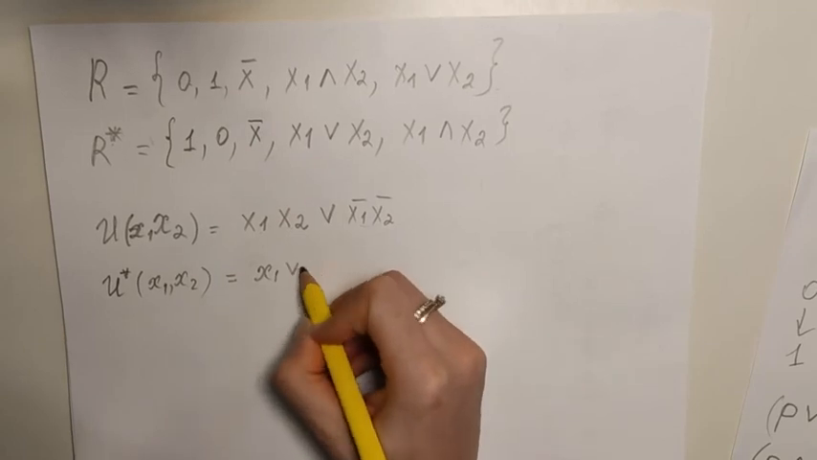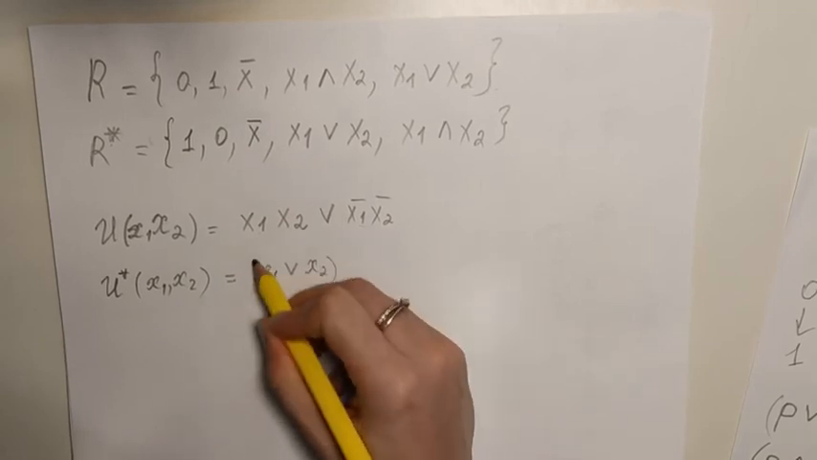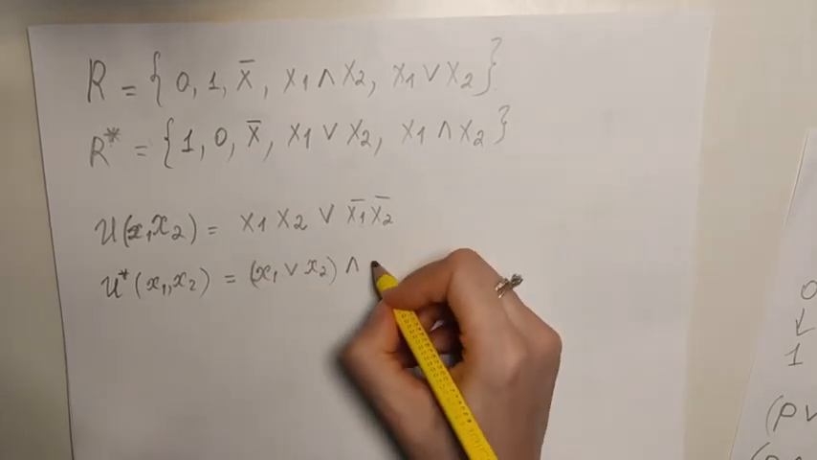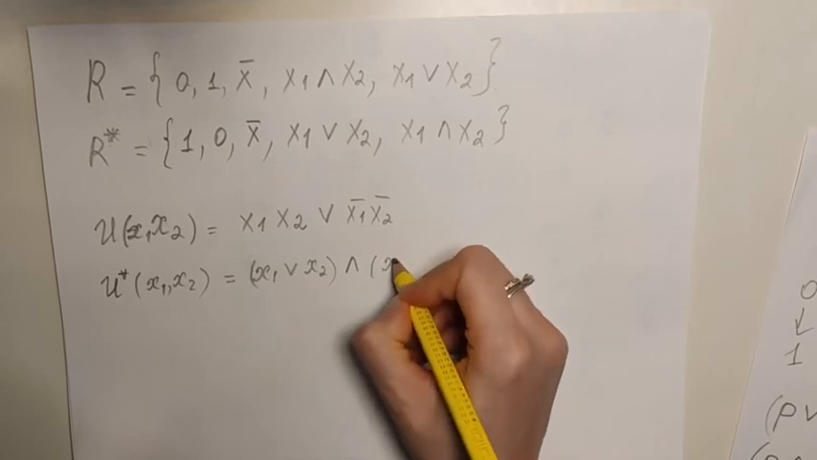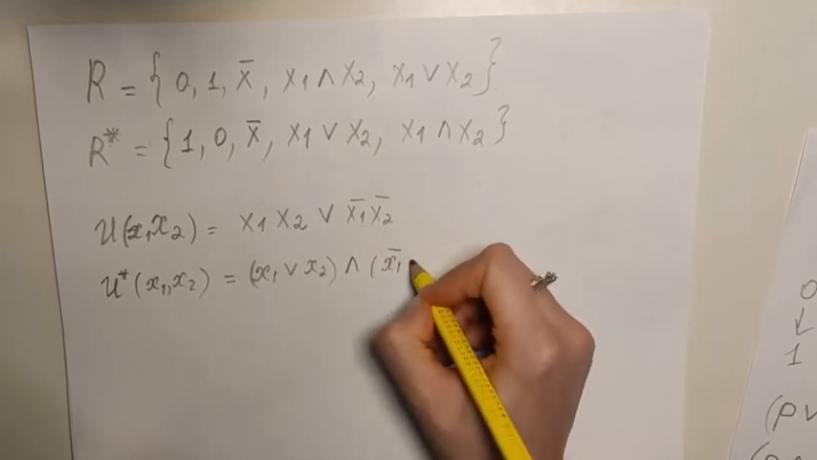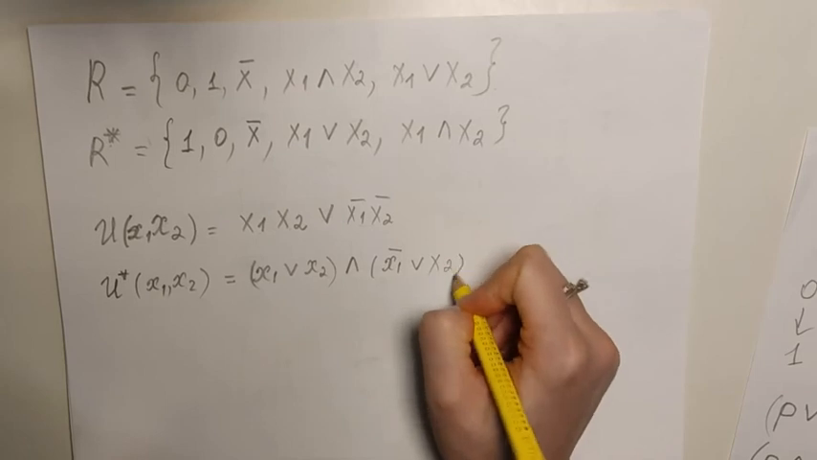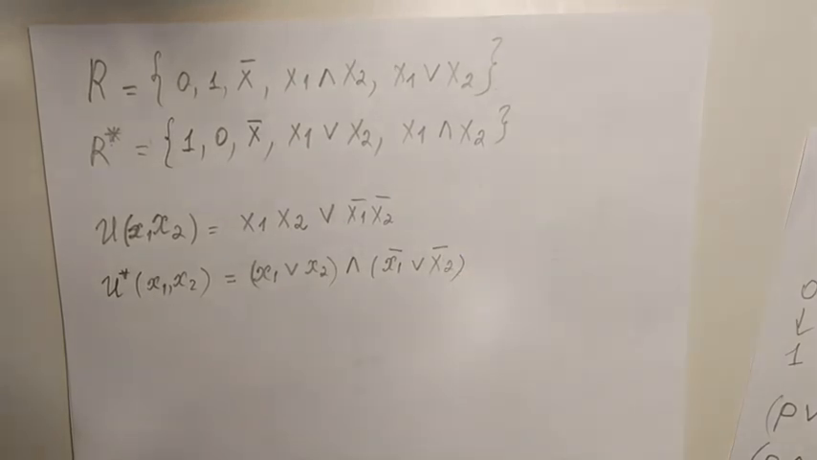So it will be x1 disjunction x2 conjunction x1 negation disjunction x2 negation. That is the duality of U.